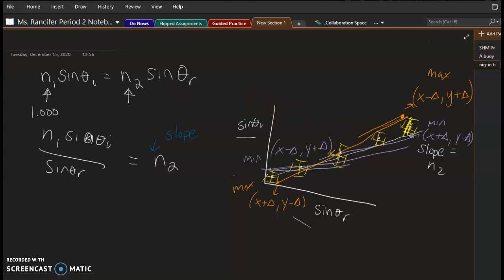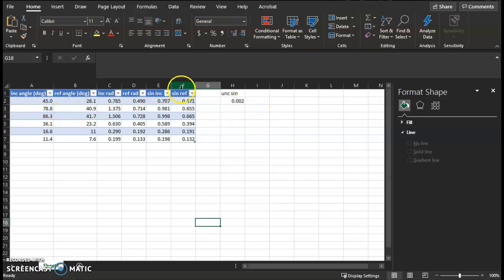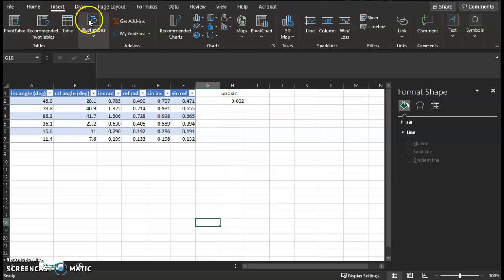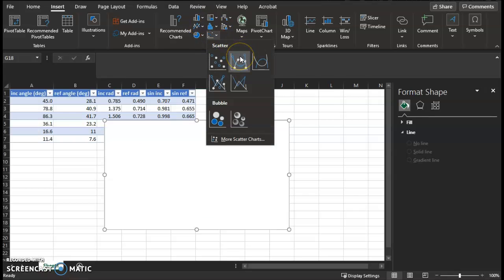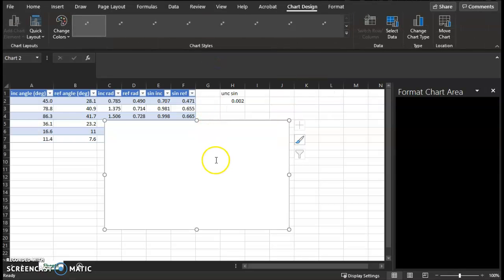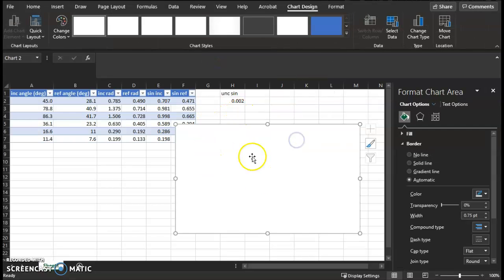Let's go ahead and get after it. Okay, so here I still have the same values as before. Uncertainty in the sine values, I kept them all the same, plus or minus 0.002, and I've put this in. Let's go ahead and insert a chart. You always do a scatter chart. Never a scatter with smooth lines. No, what are you doing? Scatter chart like this, just dots. We'll draw the lines for ourselves.